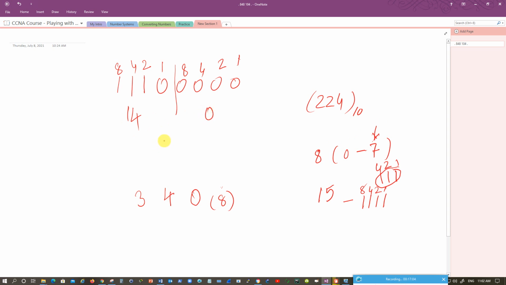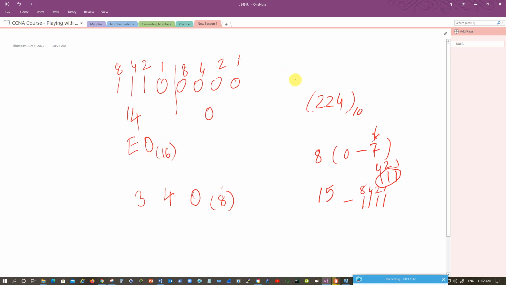So what should be the answer? Is it 140? No, because we are converting to hexadecimal, we have to make sure what is the equivalent letter for 14, because above 9 you are representing them in the form of letters. So you will take 14 to be E, and 0 will be 0. So E0 is the equivalent of 224.